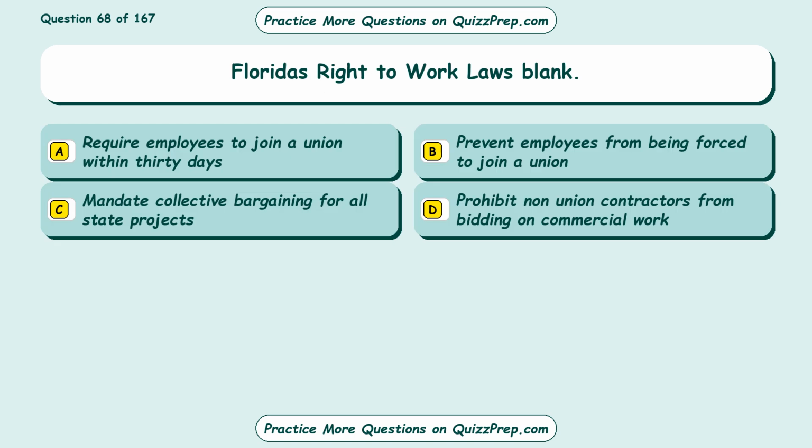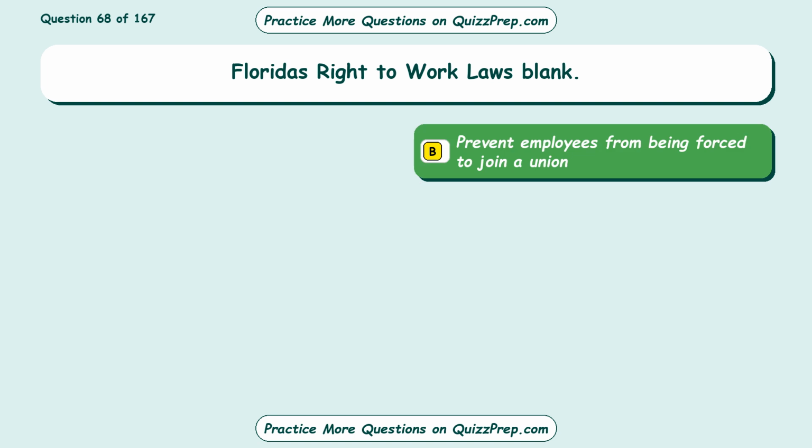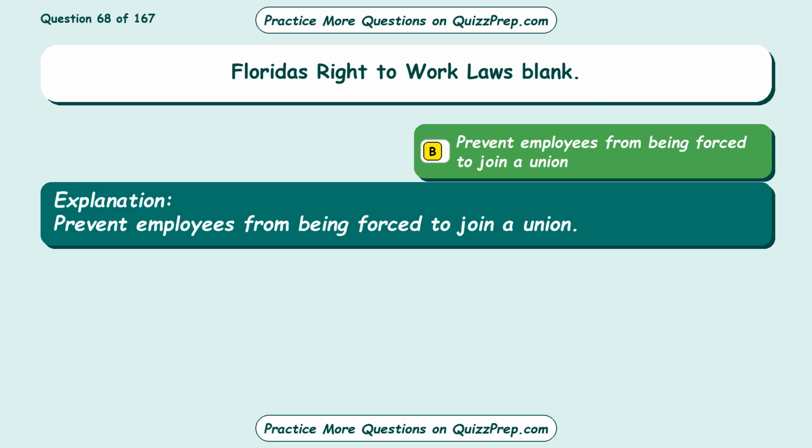Question 68. Florida's right to work laws blank. Option A, require employees to join a union within 30 days. Option B, prevent employees from being forced to join a union. Option C, mandate collective bargaining for all state projects. Option D, prohibit non-union contractors from bidding on commercial work. The correct answer is option B, prevent employees from being forced to join a union.